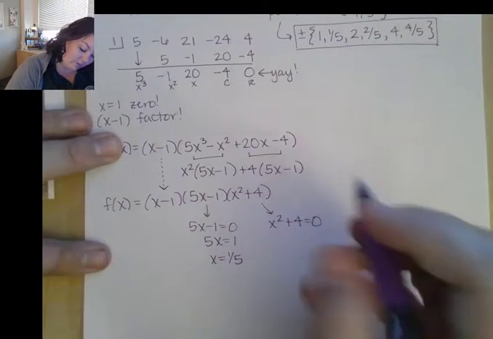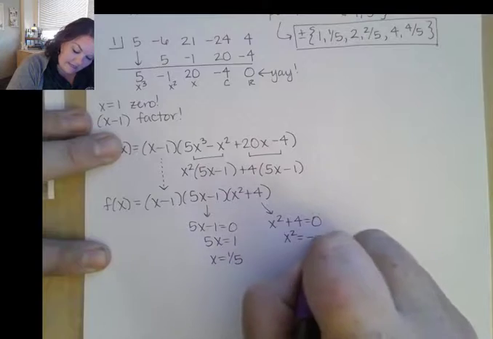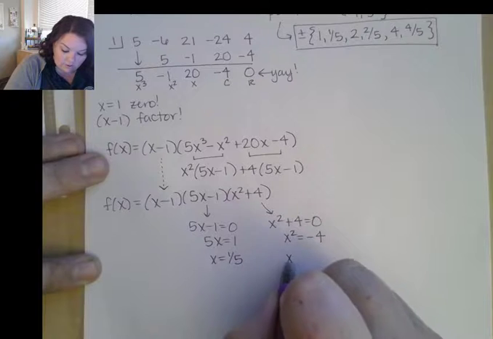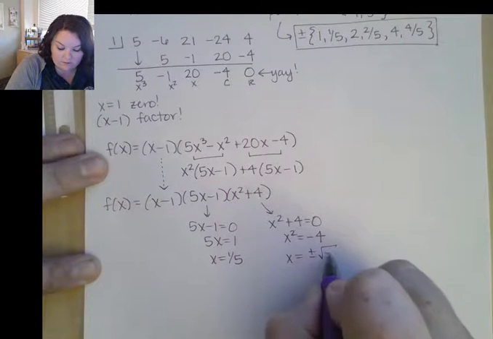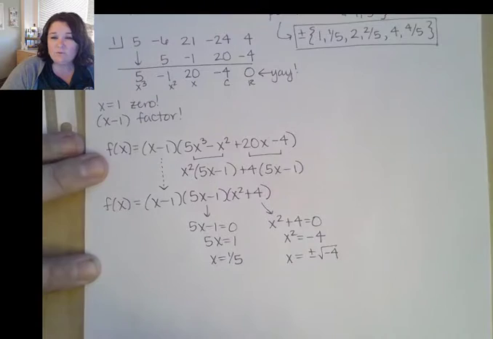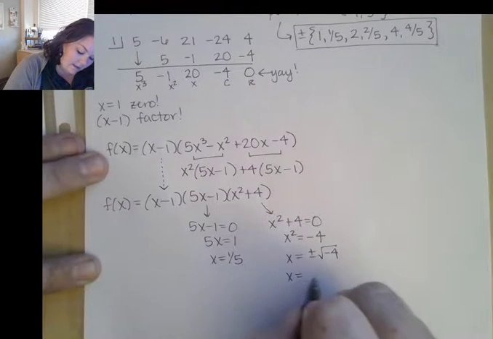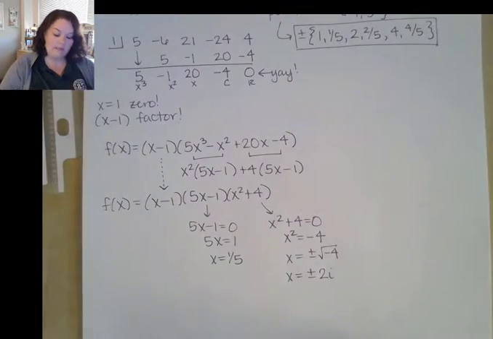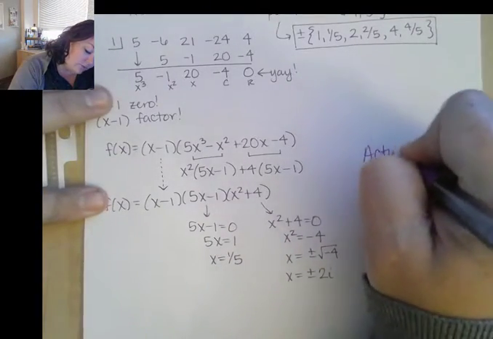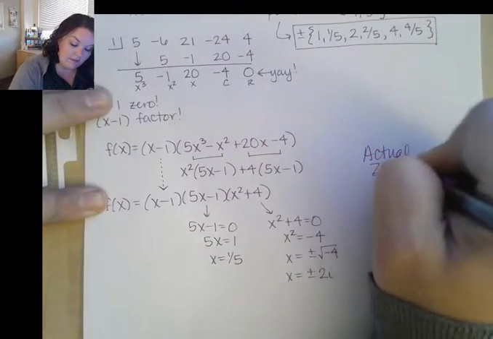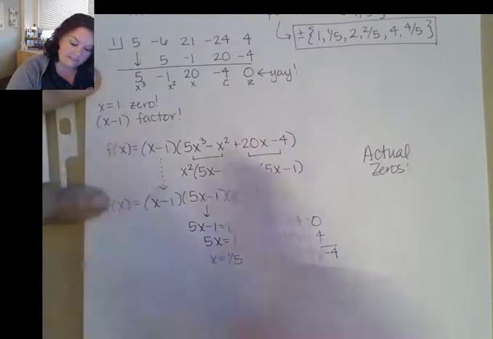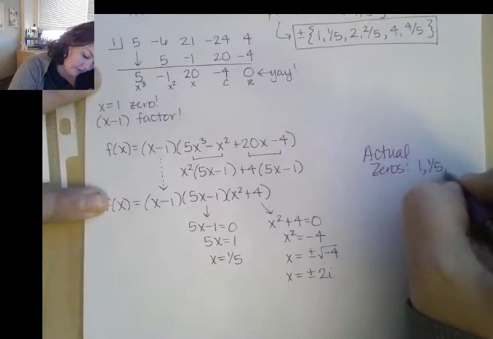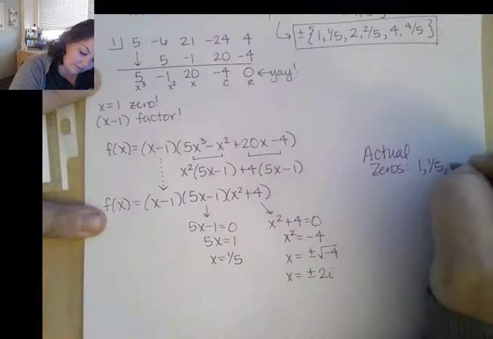And then on the second one, we move our x squared over, which makes it negative, and then we can get rid of the squared on that x by taking the square root. Now don't forget your plus or minus when you do this. Negative under a square root comes out as an i, and the square root of 4 is 2. So this gives us plus or minus 2i. Okay, so now we know all of our actual zeros, right? We had the 1 that we got from synthetic, and then now we have 1/5, and then we also have plus or minus 2i.